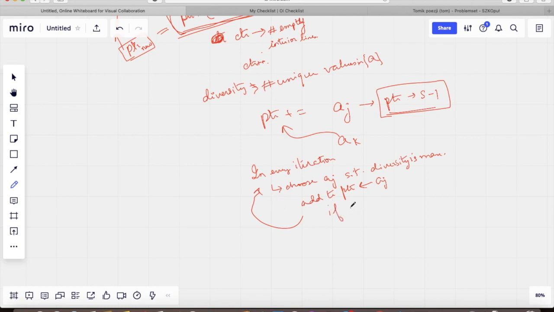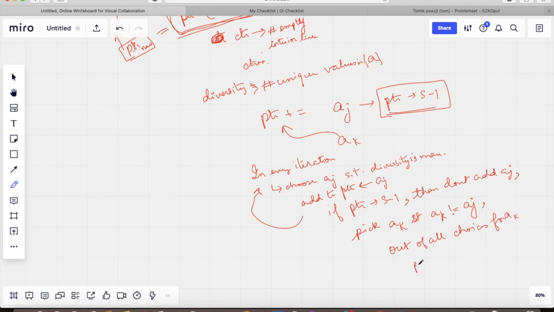If PTR becomes S minus 1, then don't add AJ, pick something different. Pick AK such that AK does not equal AJ, and out of all the choices for AK, pick the one which maximizes diversity.